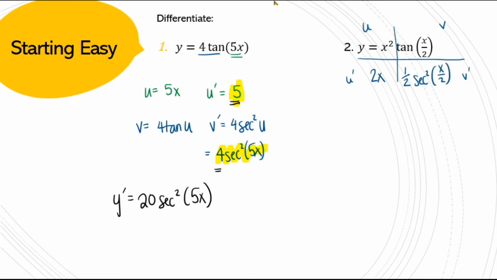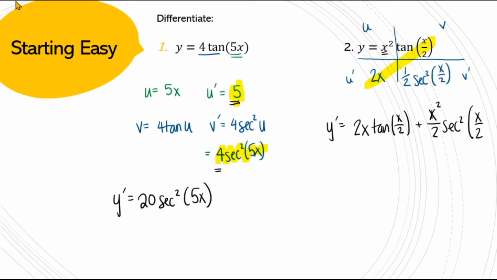We're not done yet. We need to remember that we do u prime v plus v prime u when we're using the product rule. Let's put it all together. y prime equals the highlighted u prime v, 2x onto tan of x over 2, plus 1/2 x squared over 2 onto secant squared x over 2.